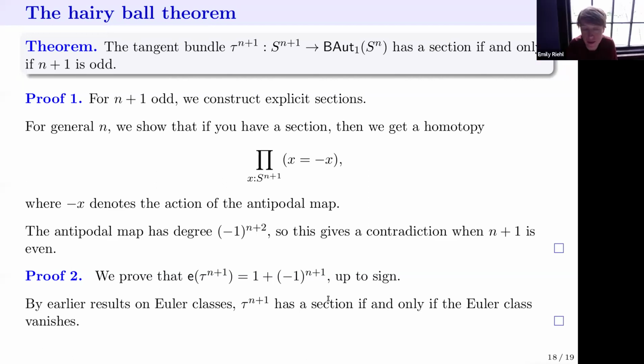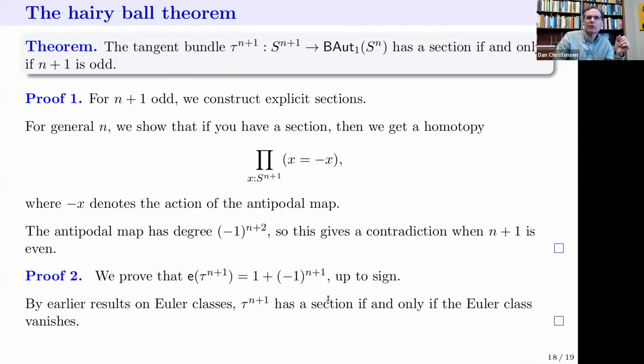Great, and maybe I'll just ask a second question while I'm here. You mentioned earlier that the Euler class detects sections precisely in the case where the base is a sphere. Yeah, that's right. You have a one-way result in general, but a sort of partial converse. I'm wondering if you have any other cases of the converse result, and whether there are generalized Hairy Ball theorems or something like that.